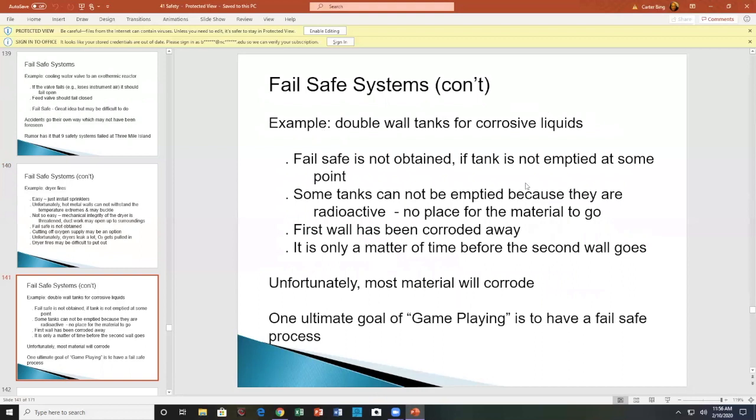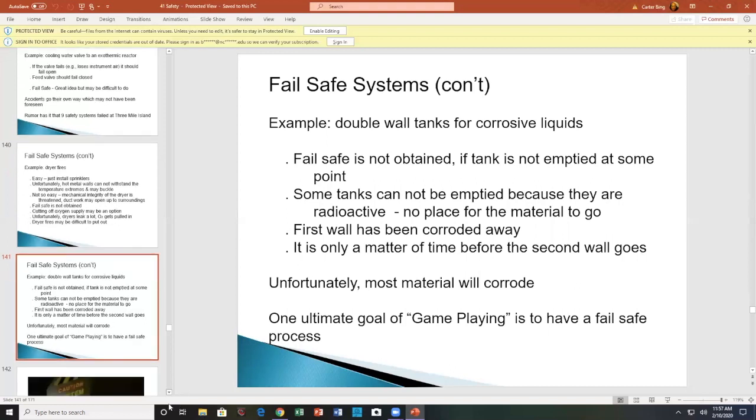Double wall tanks for corrosion. Fail safe is not obtained if the tank is not emptied at some point. The first tank is already corroded away, it leaves the second tank, and it's only a matter of time before the second wall goes. Unfortunately, most materials will corrode. Safety problems with that. Our ultimate goal is safe conditions. So we have this here.